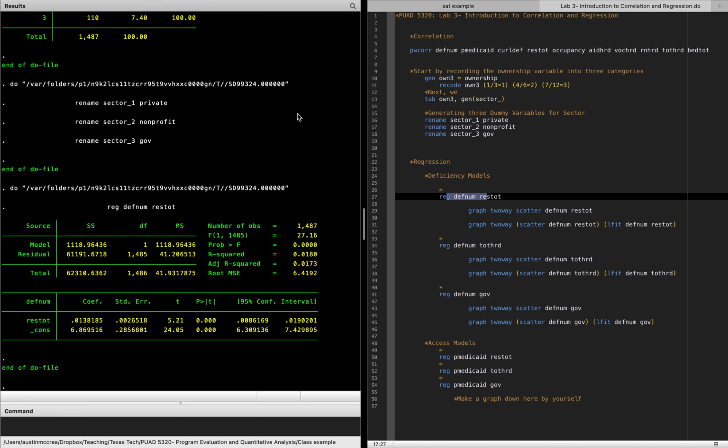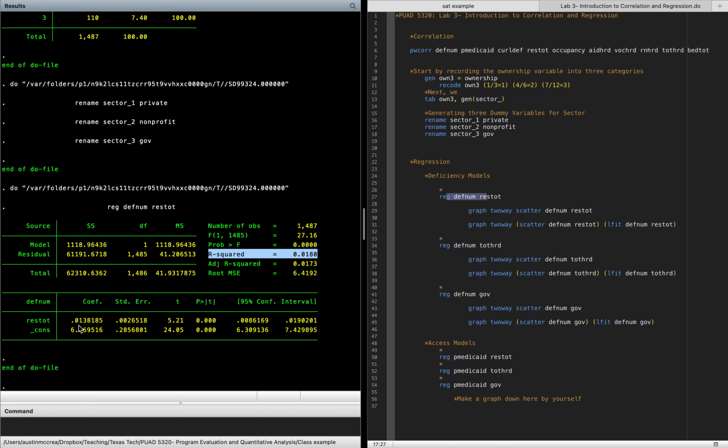And there are a couple important things that we should note, right? So it reports the number of observations here, 1,487 cases. We see the R squared, which is a measure for how much of the variation in your dependent variable you're explaining with your independent variable. One way to interpret this is that the number of residents in a nursing home explains about 1.8% of the variation in deficiencies. So not a whole lot of information.